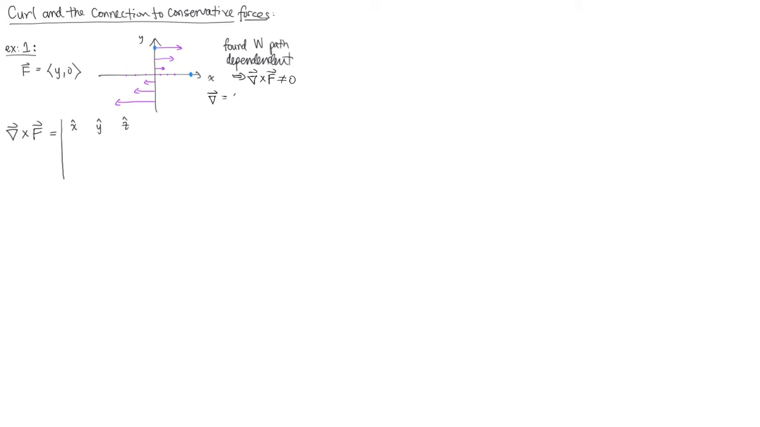So we're going to think of this del operator as a vector that's d/dx, d/dy, and d/dz, where each one of those is a partial derivative with respect to one of those coordinates. So that will be our second row. And then the third row here is our force vector, which has an x component of y, a y component of 0, and a z component of 0.